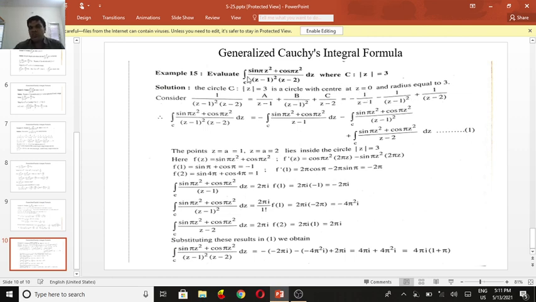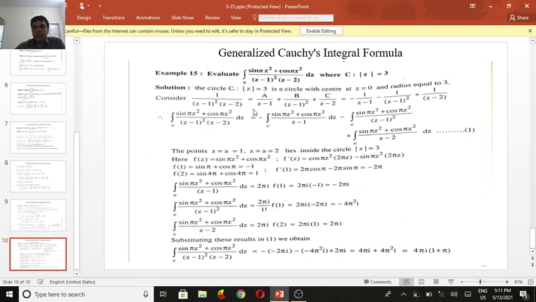Substituting, the integral of 1 by (z minus 1) whole square into (z minus 2) dz is the same as the integral of a divided by (z minus 1) dz, plus the integral of b divided by (z minus 1) whole square dz, plus the integral of c divided by (z minus 2) dz. So substituting the values of a, b, c, we take minus 1 outside: minus the integral of 1 by (z minus 1) dz, minus the integral of 1 by (z minus 1) whole square dz, plus the integral of dz by (z minus 2).